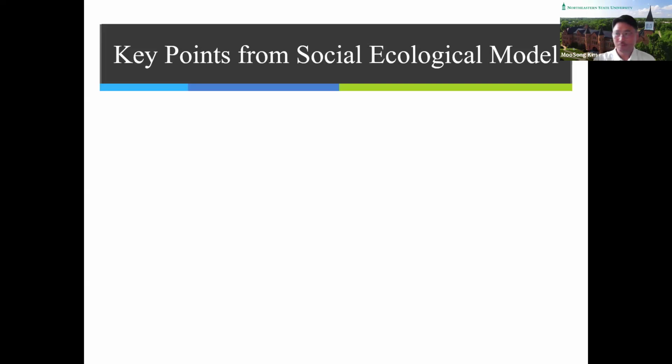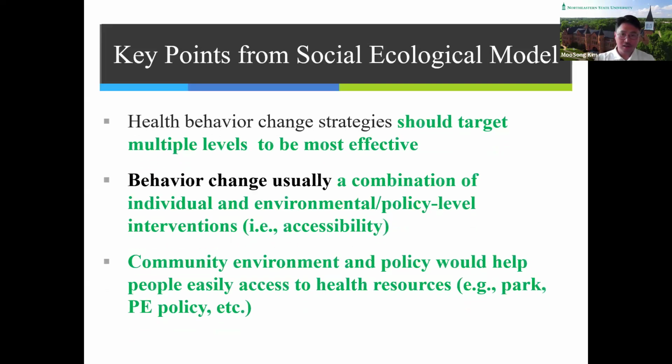So what is the key point from the social ecological model? Health behavior change strategies should target multiple levels to be most effective. We just learned that our health behaviors are affected by many different levels, individual level, interpersonal level, so that's why we need to target multiple levels of factors. Also, behavior change is usually a combination of individual and environment and policy level interventions.